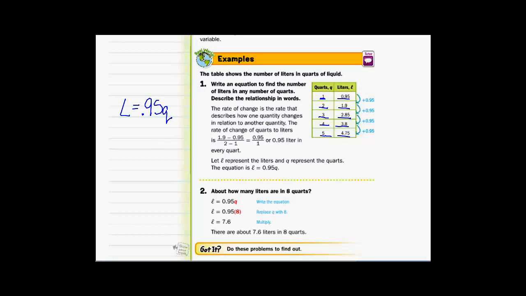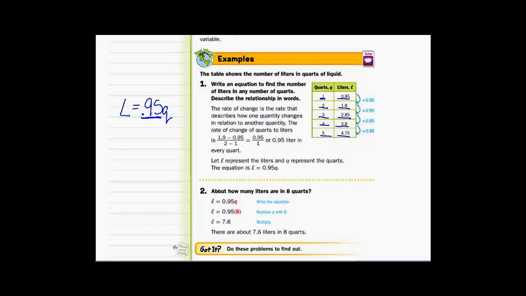So we don't know how many quarts. But the amount of liters will depend on how many quarts. This would be the independent variable. This is dependent because this depends on what this is over here. But this is a constant. That 0.95 stays the same every single time.